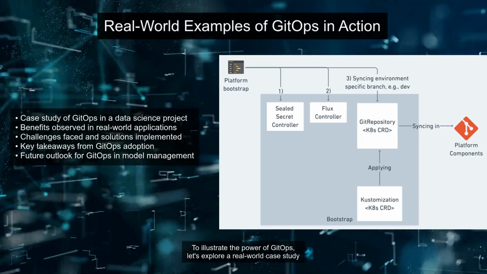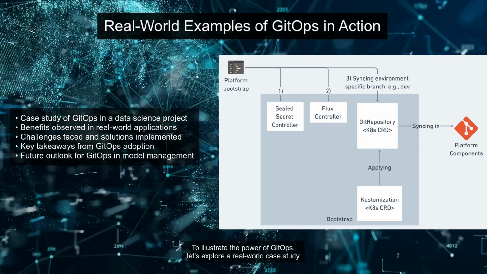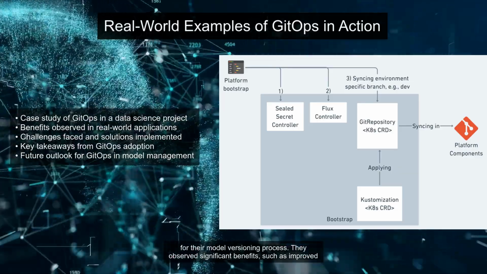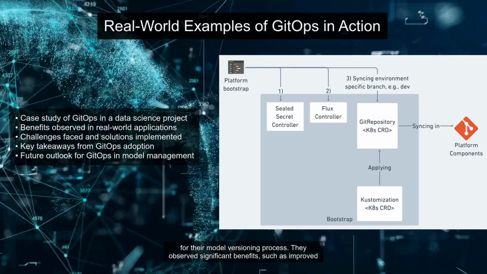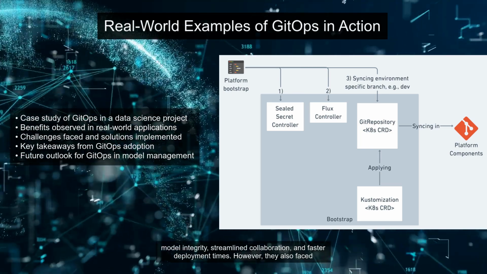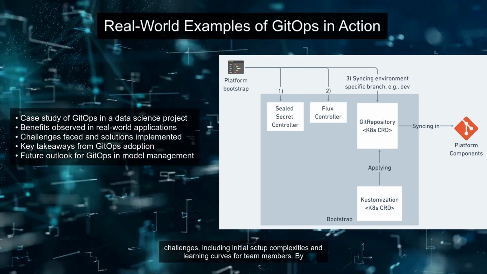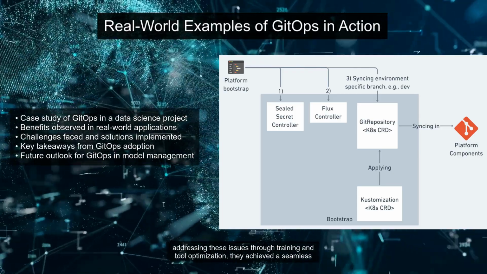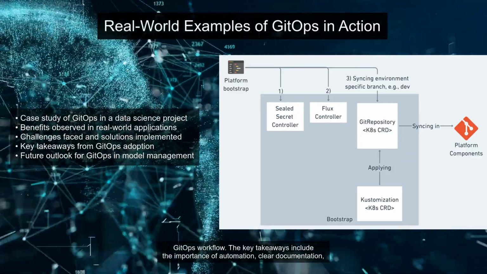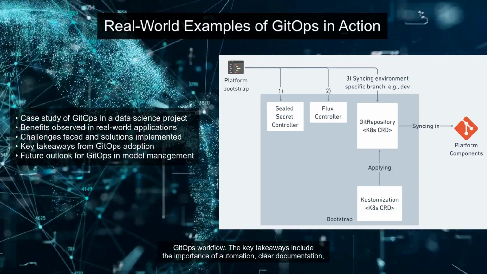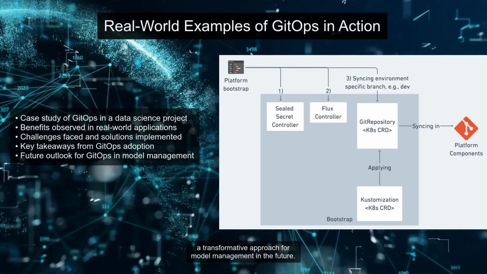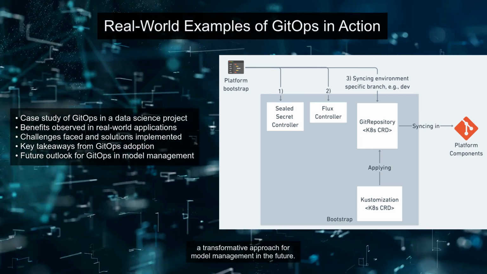To illustrate the power of GitOps, let's explore a real-world case study in the data science realm. Consider a team that successfully implemented GitOps for their model versioning process. They observed significant benefits, such as improved model integrity, streamlined collaboration, and faster deployment times. However, they also faced challenges, including initial setup complexities and learning curves for team members. By addressing these issues through training and tool optimization, they achieved a seamless GitOps workflow. The key takeaways include the importance of automation, clear documentation, and continuous improvement. As GitOps continues to evolve, it promises to be a transformative approach for model management in the future.